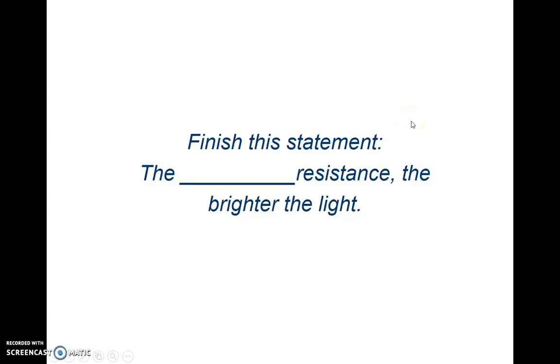So we want to finish this statement. The blank resistance, the brighter the light. Okay, so the blank resistance, the brighter the light. So more or less. If you said the less resistance, the brighter the light, you are correct. Less resistance means more electricity. Remember, they're opposites. Okay, so if you have more resistance, you're going to dim the light. If you have less, you're going to brighten the light.